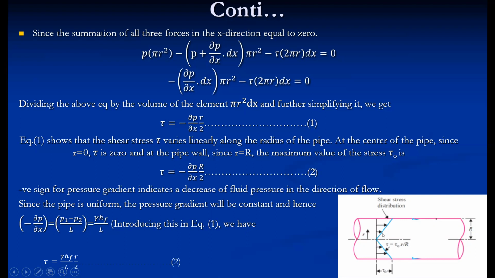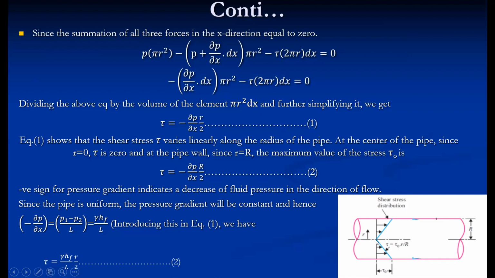We can see the variation of tau with respect to r. Tau is 0 when r is equal to 0, and it is maximum when small r is equal to capital R. So this is the variation of tau with respect to r. So tau varies linearly with respect to r. So this is the linear variation of shear stress with respect to r, maximum at the walls, but 0 at the center.